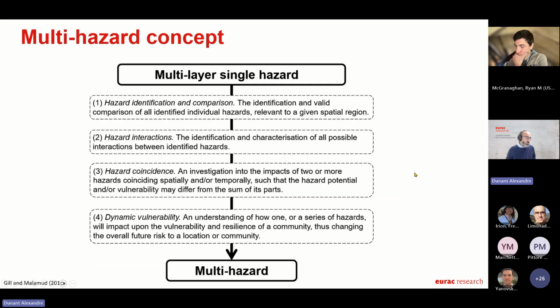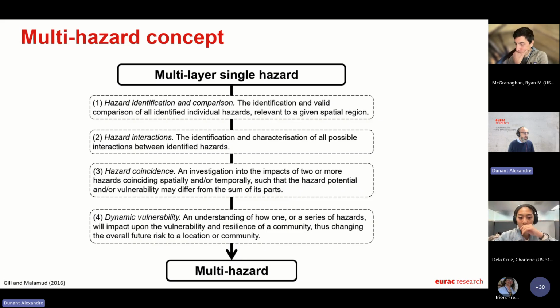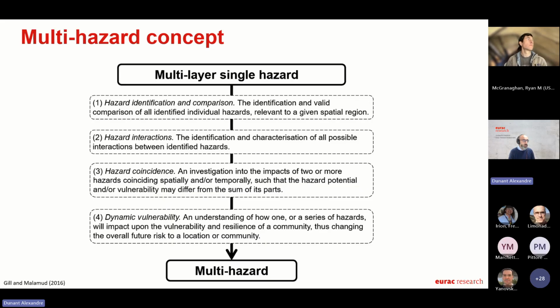So if we want to make it a bit more concrete, according to the literature, for example, Gill and Malamud wrote a paper that is now becoming a seminal paper on multi-hazard. How do you move from multi-layer single hazard to multi-hazard? So the first step is the hazard identification and comparison, where we have identified all the individual hazards. And it's also a call by many of the UN agencies to look at all hazards in one place. The second is to have the identification and characterization of the interaction between those hazards.